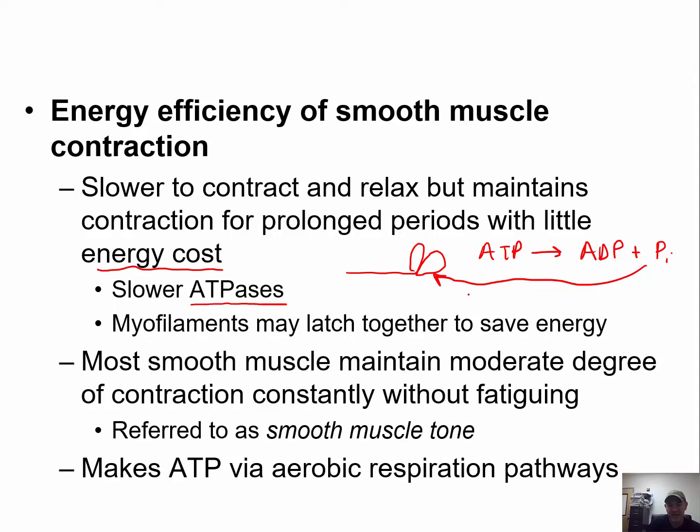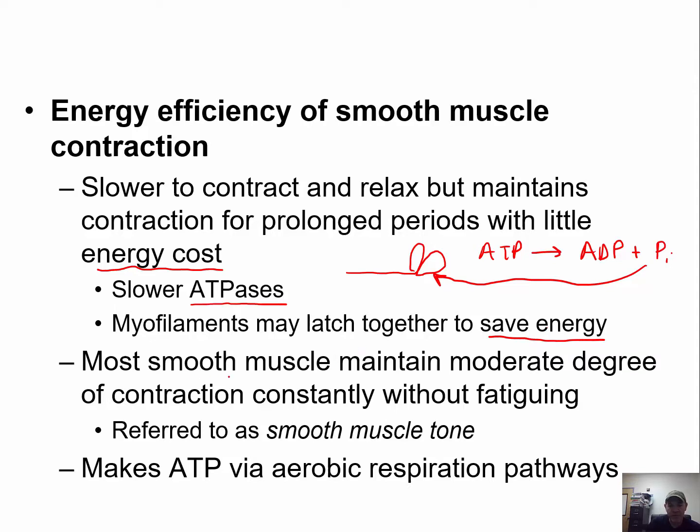Well, the enzymes that are associated with that are called ATPases. So the enzymes that are doing this are actually slower. So you're going to get a slower cross-bridge cycle out of these heads. As these heads attach, pull, and then release, the whole process is going to be slower because the enzymes are slower. Another thing that smooth muscle can do is that the myofilaments, the cross-bridge attachments, can latch together and hold on to each other for a period of time, and that can also save energy.